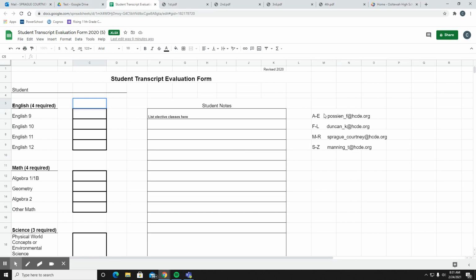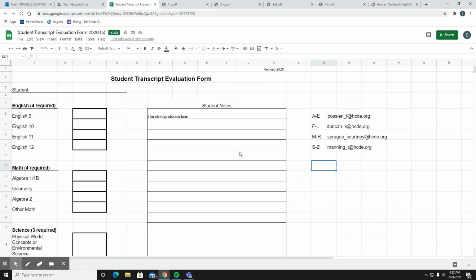I have gone ahead and typed out the counselor emails over here on the right. So if you have any concerns, you can email them, and you can pause that screen. These are last names A through E, last names F through L, M through R, and S through Z. Those are your counselors. So go ahead and contact them if you need anything.